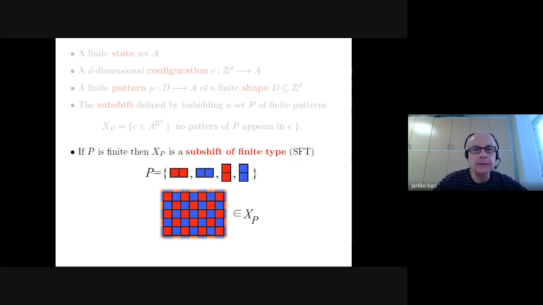But if we forbid just a finite number of patterns, we are talking about so-called subshifts of finite type, or SFT. So for example, let's say that I forbid these 4 patterns. It will specify a subshift of finite type. Clearly, if I forbid these 4 patterns, I'm saying that 2 neighboring cells are not allowed to have the same color. So I cannot have red and red next to each other, neither horizontally nor vertically, and I'm not allowed to have blue and blue next to each other. So the only allowed configurations that remain are the checkerboard configurations. So in the subshift that forbidding these 4 patterns defines, I only have the checkerboard configurations. Okay, so that's just an example of a subshift of finite type.